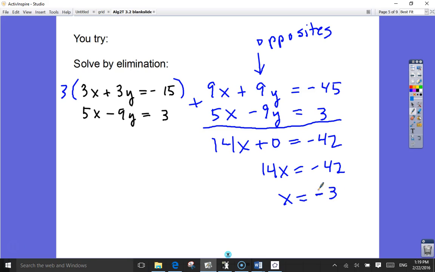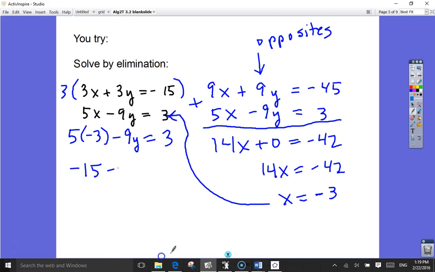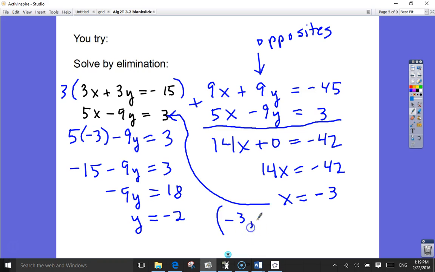And then you can come up here, put it in there. 5 times negative 3 minus 9y equals 3. Negative 15 minus 9y equals 3. Negative 9y equals 18. Y is negative 2. So negative 3, comma, negative 2.